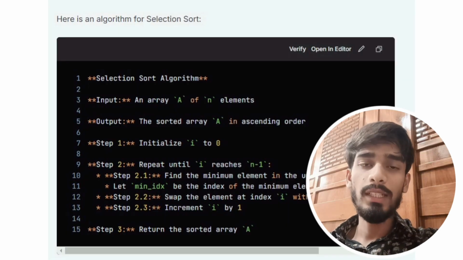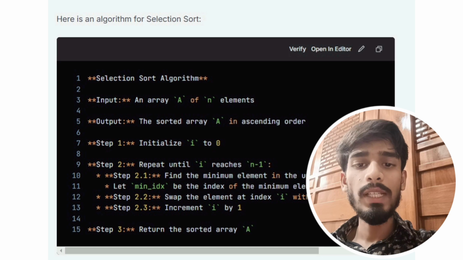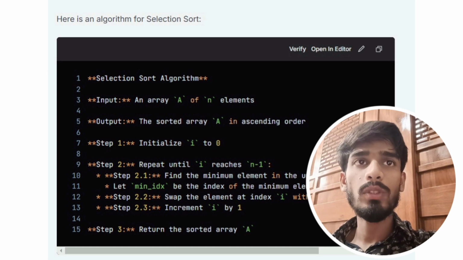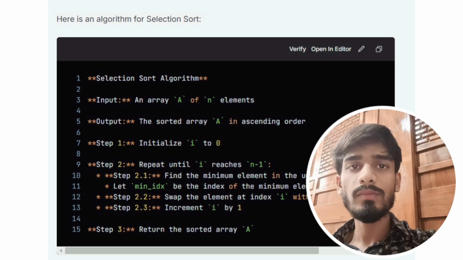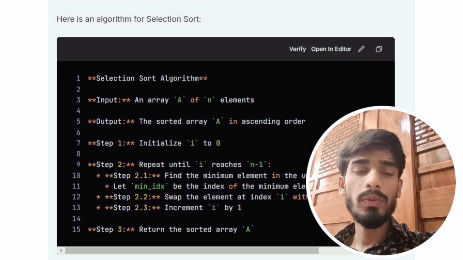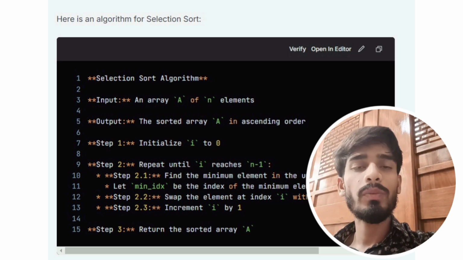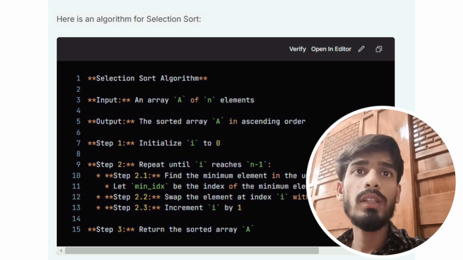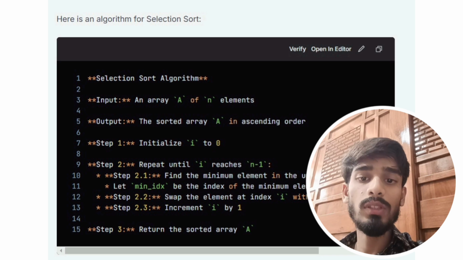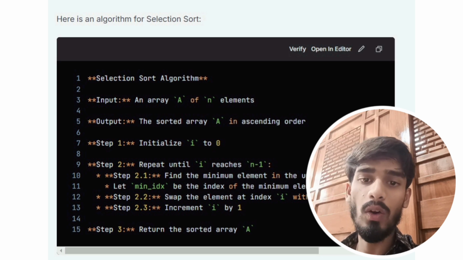Next, let us discuss an algorithm for selection sort and compute its time complexity. So let us first discuss the algorithm for selection sort. In this, what is the input we are taking? We are taking an array A of n elements. Next, what is the output? The sorted array A in ascending order.